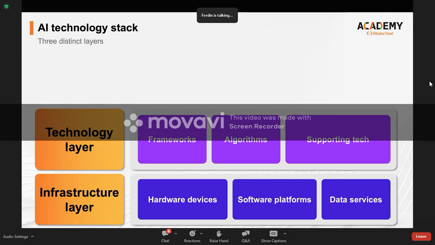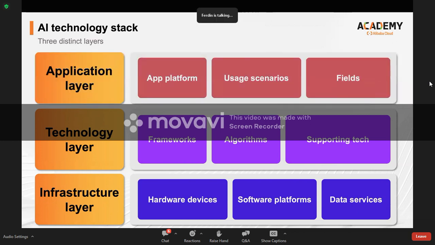On top of that, we have the technology layer. The technology layer will have the necessary libraries and frameworks. Frameworks means whether you want PyTorch or TensorFlow or Caffe, whichever you want, you can install it there, or it will be loaded already. And then we have predefined algorithms which you need to use. On top of everything, we have the application layer where we use the app platform, which will be connected through an API. Here we have various usage scenarios also, and then we use them in multiple fields.